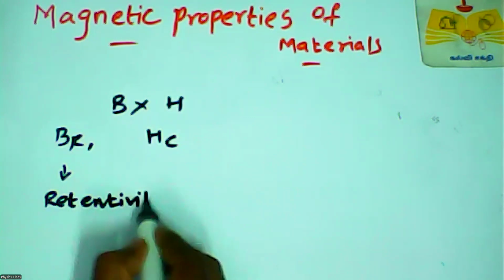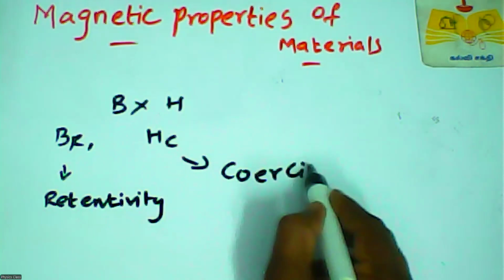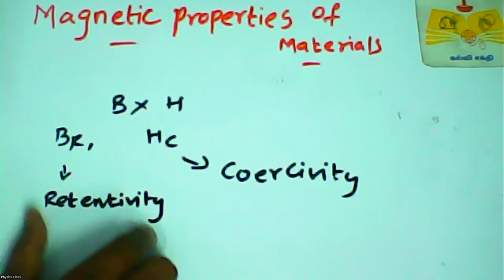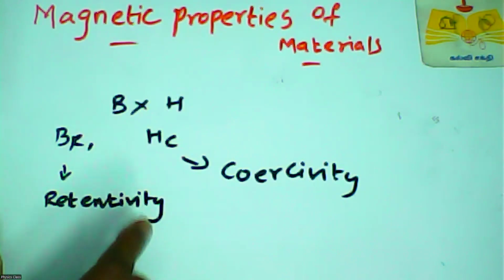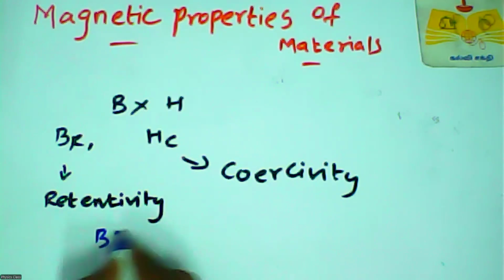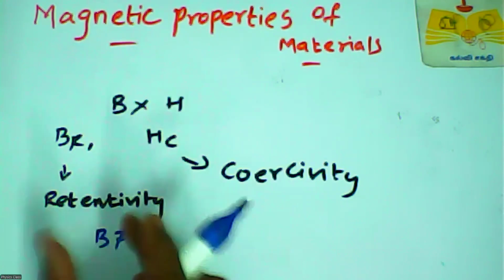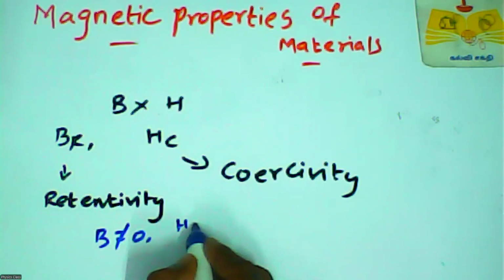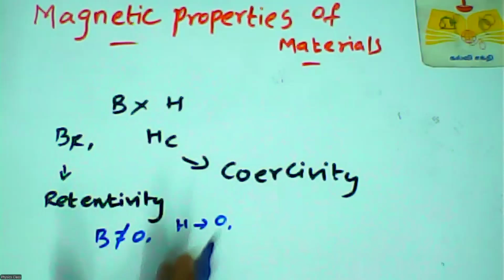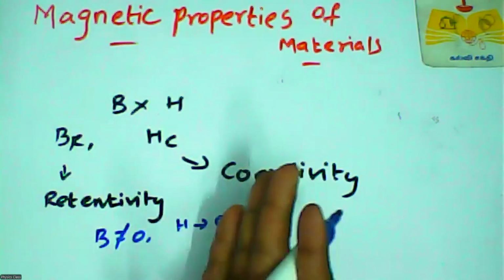Retentivity, coercivity. So, already I told you, retentivity means a non-zero value of B that remains when the external intensity H is reduced to zero. So it is also called remnance. A high BR is crucial for permanent magnets.